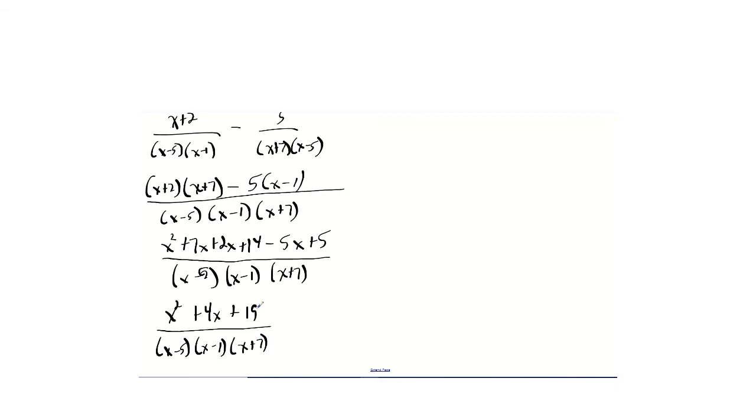This is a simple trinomial, but 19, there's no way to multiply to get 19 except 19 times 1. So there's no way to multiply to get 19 and add to get 4. There's your reduced answer. So that's those two fractions subtracted.